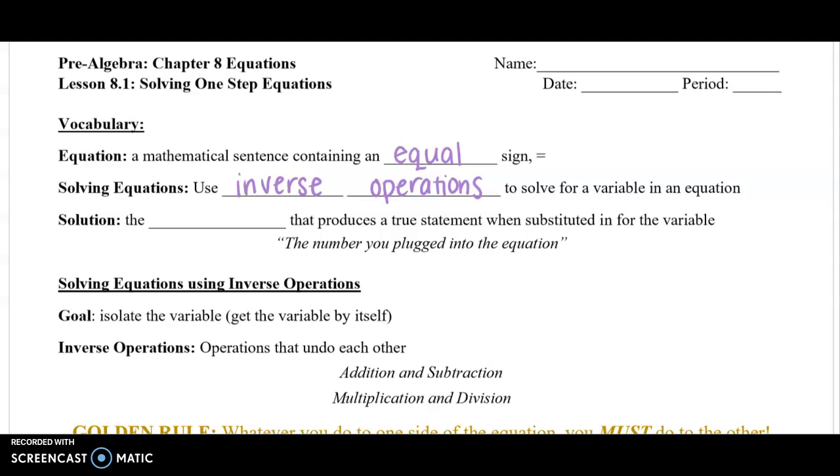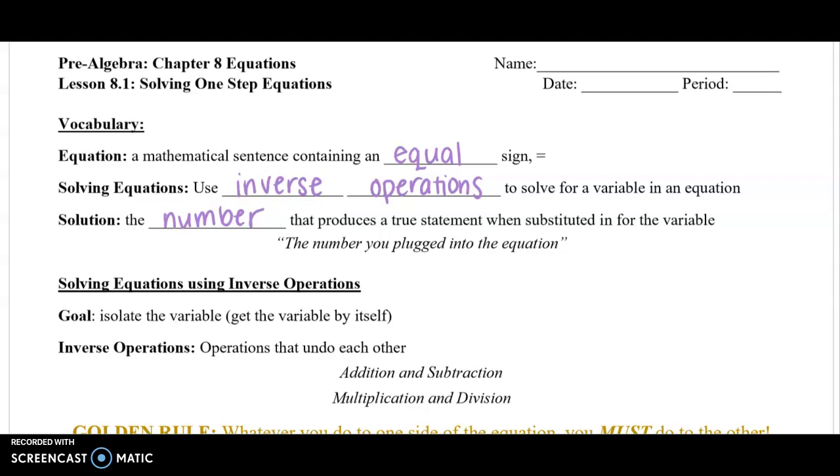Once we solve, we end up with our solution, and that is the number that produces a true statement when substituted in for the variable. So it's the number that we would plug back into the equation that would give us a true statement.